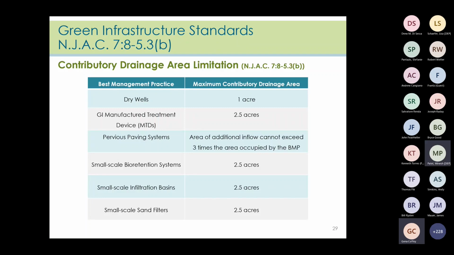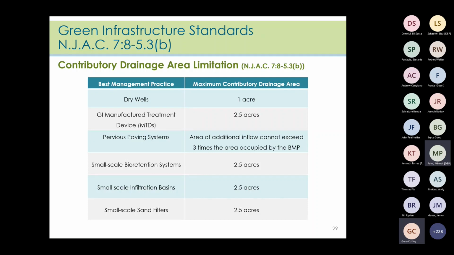As you can see, the column on the left includes the name of the BMP, and the column on the right includes the maximum contributory drainage area. So for example, if you're using a dry well, the maximum contributory drainage area is going to be 1 acre, MTDs 2.5, and so on and so forth. Do note that this is Table 5.1, so again, we're only talking about MTDs that are approved for green infrastructure.